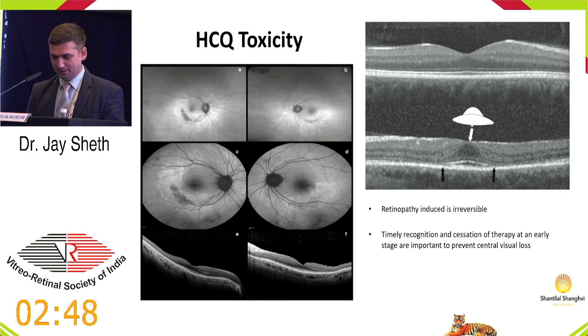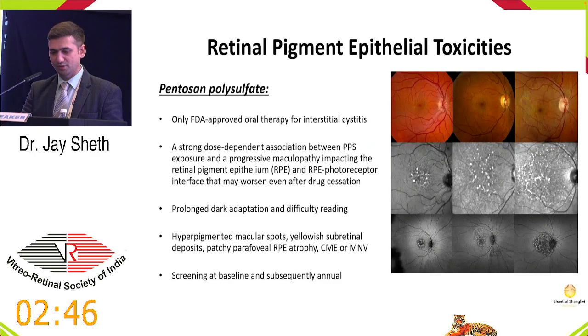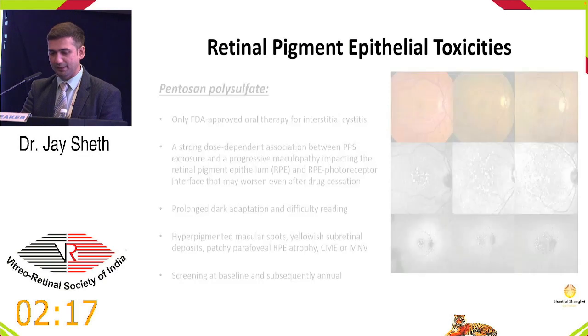Another agent that causes a dose-dependent toxicity to the retina is pentosan polysulfate, and it usually causes hyperpigmented macular spots with subretinal yellowish deposits. If the drug is not stopped in time, it can progress to development of CME or even macular neovascularization. The toxicity due to pentosan can usually start within the first few years of starting the therapy, so it is advised to screen these patients at baseline and subsequently annually.